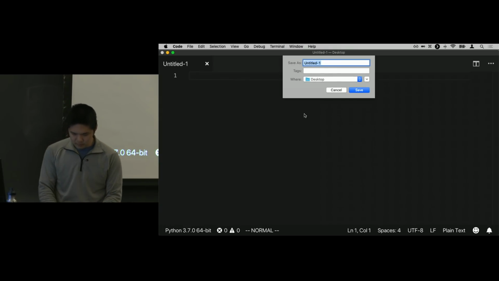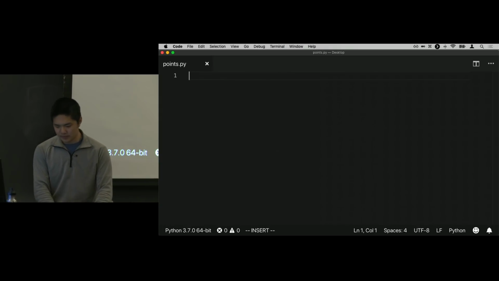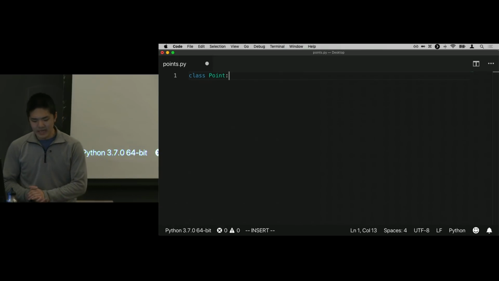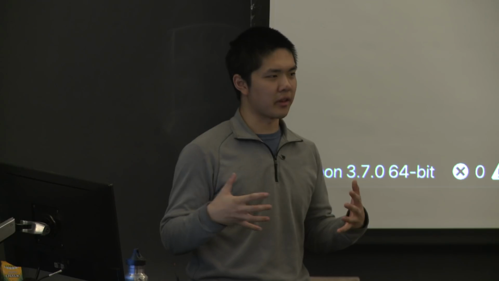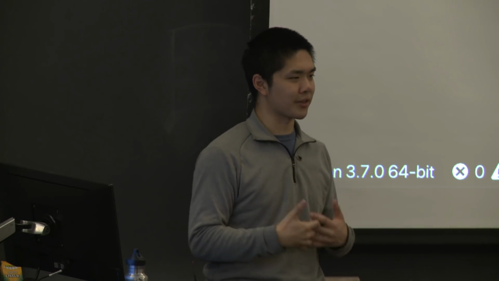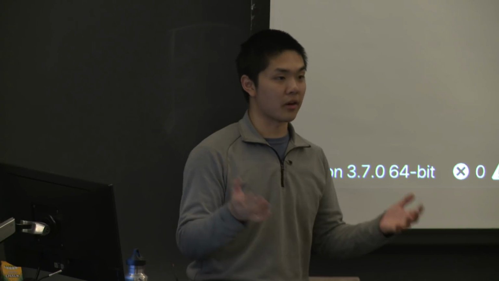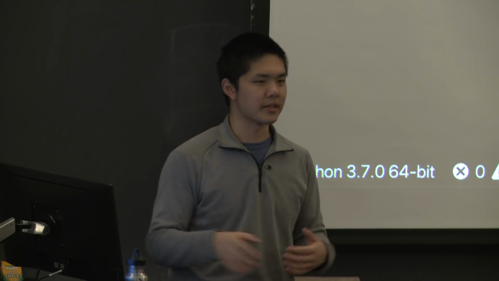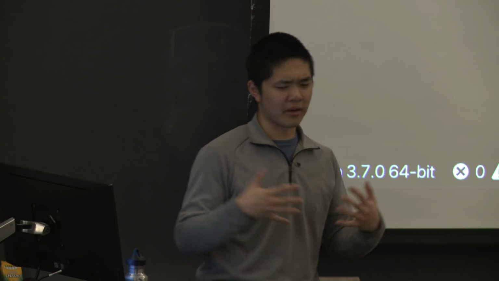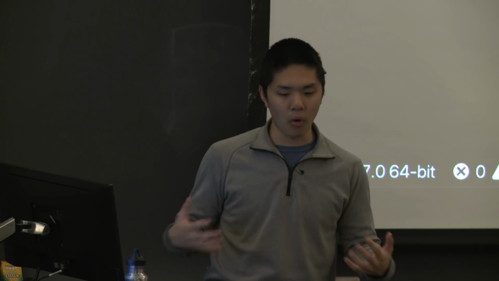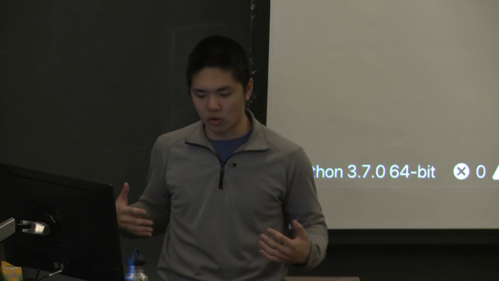And so I'll create a new file, I'll call it points.py. And I'm going to define a new class called Point. You can think of a class as just a new type of object that I'm allowing myself to create. So the string, for instance, is a class that already exists that we've been able to use and manipulate. The list is another example of a class. And I'm creating a new class called Point that's just going to store x and y coordinates.